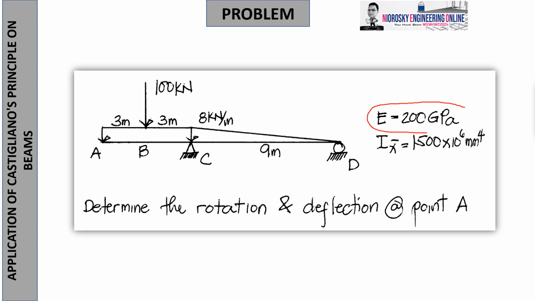Now, the flexural rigidity is the same. Modulus of elasticity is 200 gigapascal, and as well as the moment of inertia on the stronger axis is 1,500 times 10 to the 6. So same question, rotation and deflection.